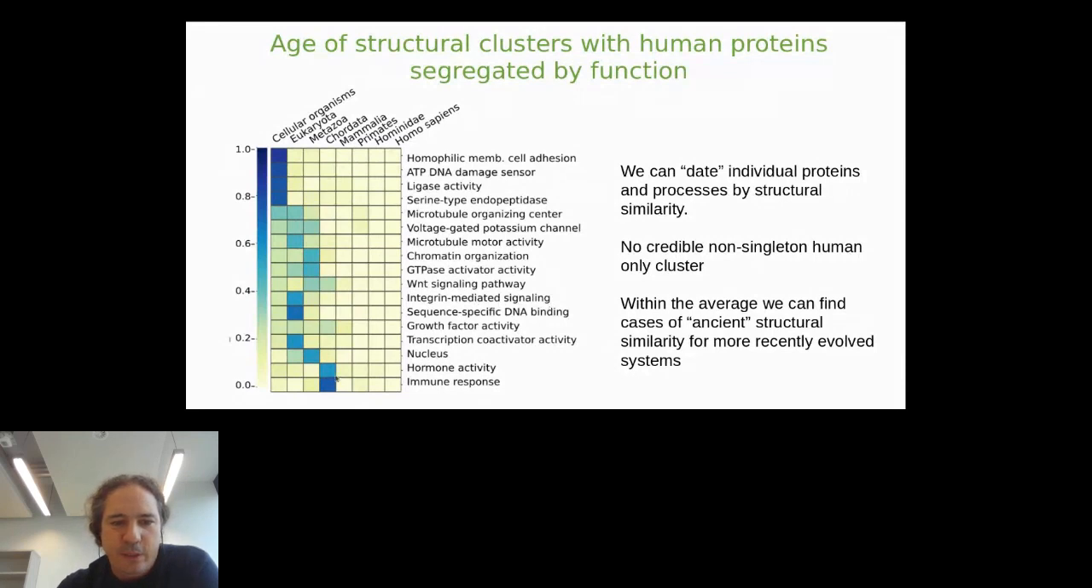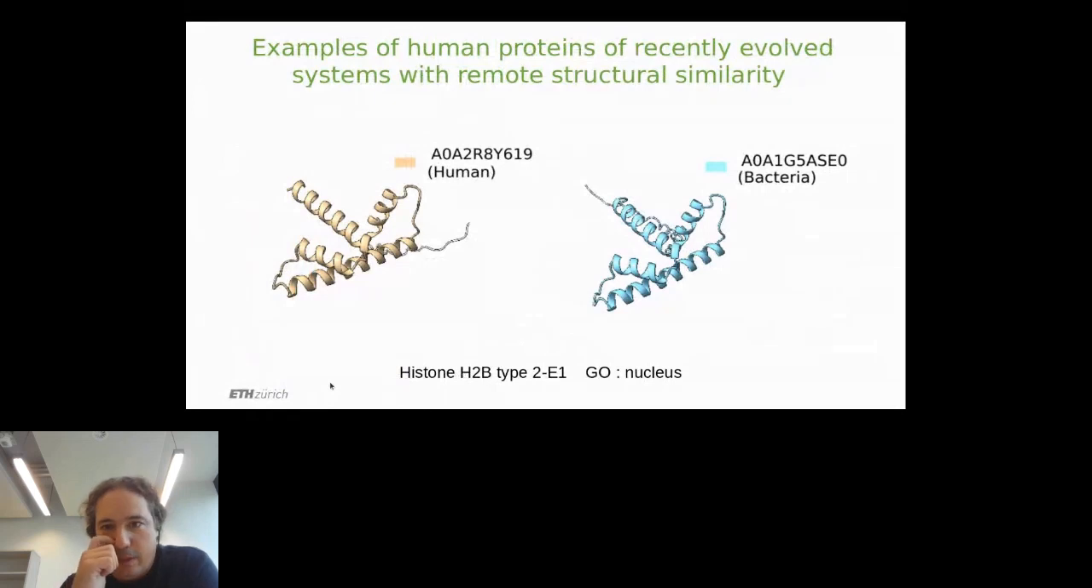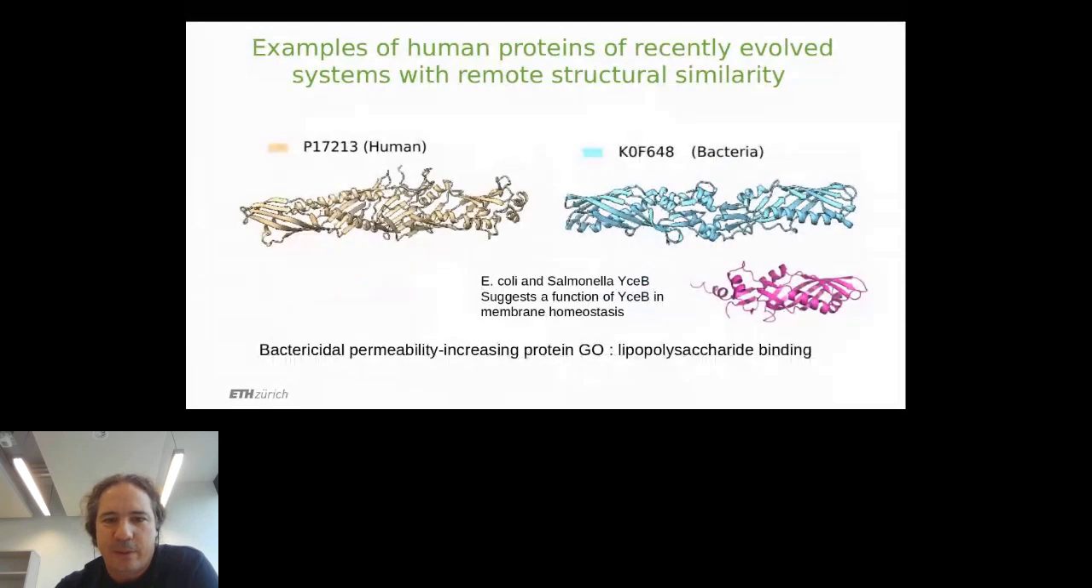However, within these, we found examples where, on average, they tend to be more recently evolved systems, but we find examples of them in bacteria. A well-known example is histones. For a long time, this was thought to be eukaryotic specific, that only eukaryotic species had histones. But then people found that there are structurally similar things in bacteria, and in fact that these probably have a common origin. We found this as well, but we found many other examples. Here are a couple of examples of this.